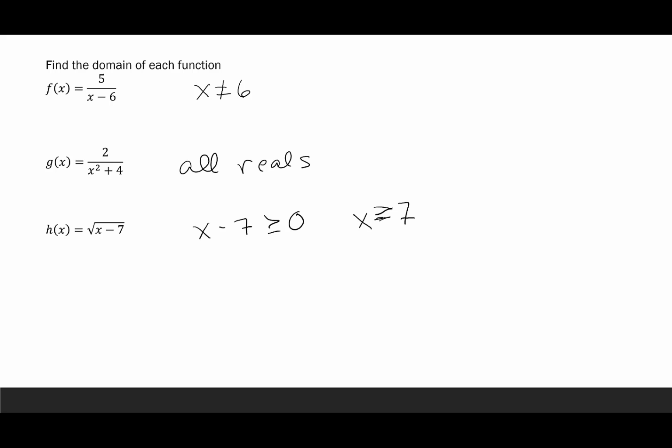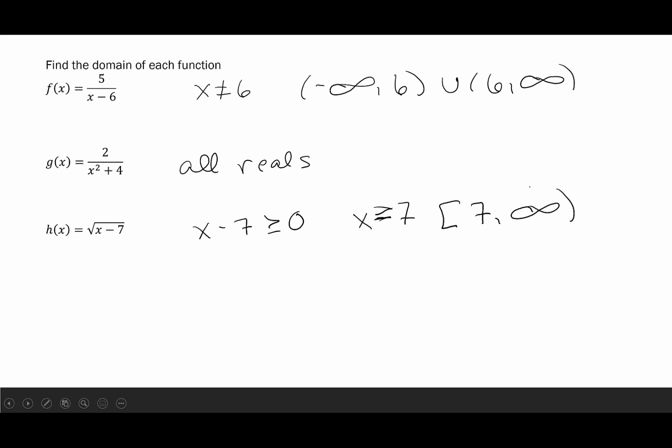If you wanted to write it in interval notation, this would look like 7 to infinity. X not equal to 6 would look like negative infinity to 6, union 6 to infinity. You should be able to tell from the question how you're supposed to put in the answer. I'm not trying to ever confuse you, so you should be able to tell by the context. If it doesn't say, then either one should be fine.